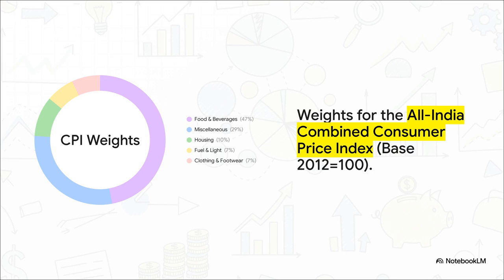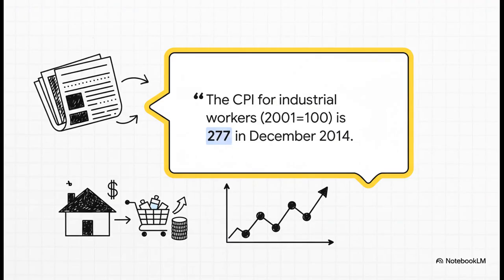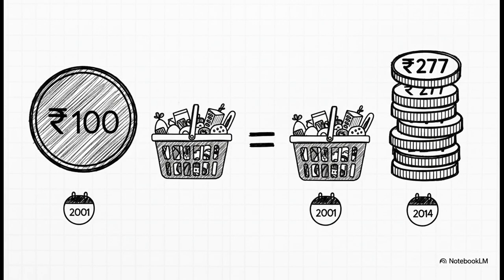Now, this is really interesting. This chart shows the weights inside the CPI. As you can see, food and beverages have the biggest weight at nearly 46%. This means that changes in food prices have the single biggest impact on the country's official cost of living. So when you see a statement like this in the newspaper, what does it actually mean for your family's budget? It's not just a random number. What it means is that the purchasing power of our money has gone down. A basket of goods that cost 100 rupees back in 2001 would now cost 277 rupees to buy. In one word, that's inflation, beta.